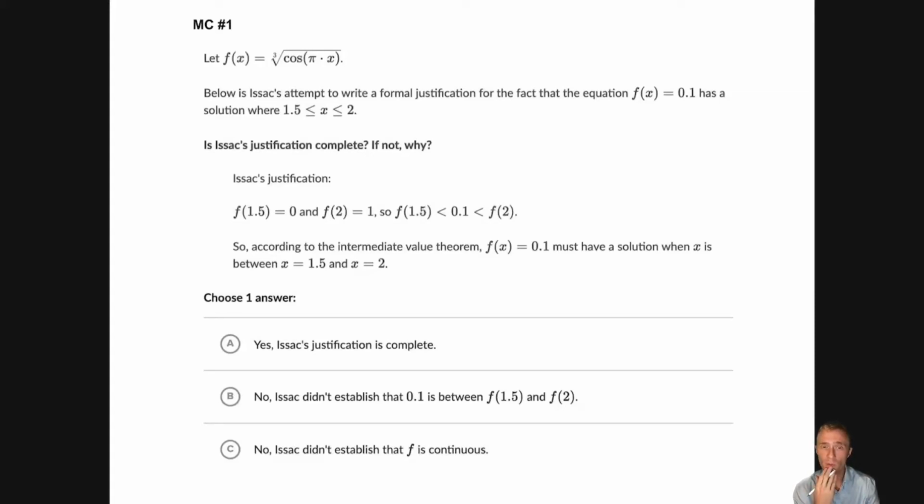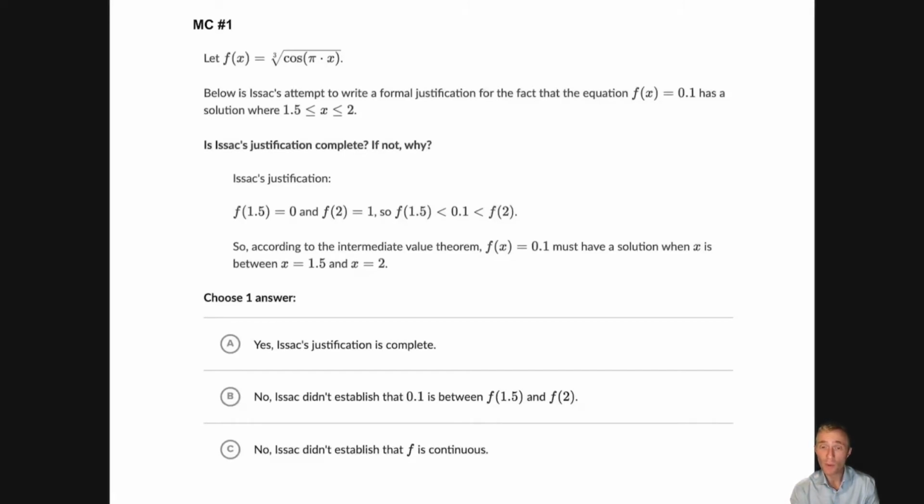0.1 does fall between 0 and 1. So according to the intermediate value theorem, f of x equals 0.1 must have a solution when x is between 1.5 and 2. Go ahead and tell me, is that a complete justification? Did he not establish that 0.1 is between 1.5 and 2? Or did he not establish that the function f is continuous?